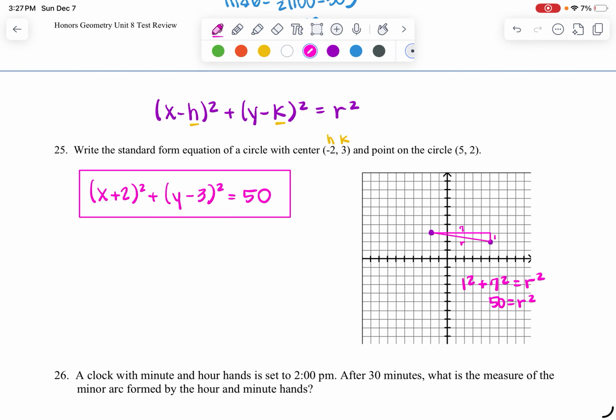Ta-da! Again, there's other ways you can do that. You can plug the x, y, h, k into the formula and then solve for the r squared. It's all the same, right? So we talked about that in class. There's multiple ways to do these problems, so pick a method that resonates with you.